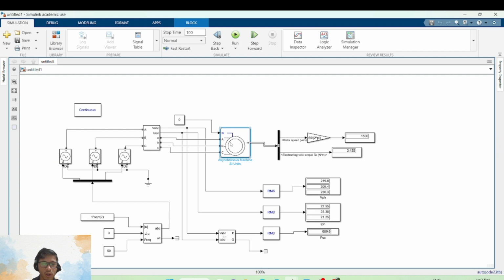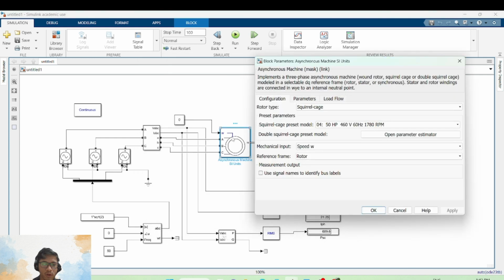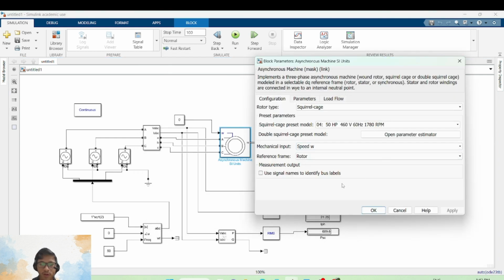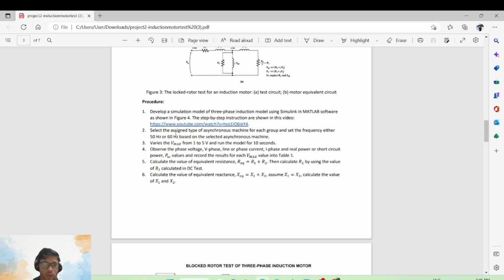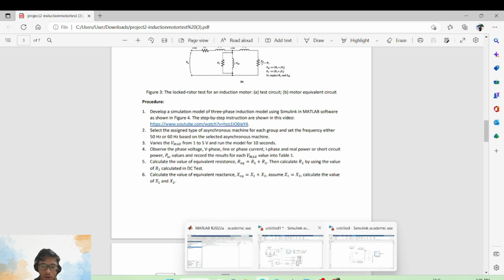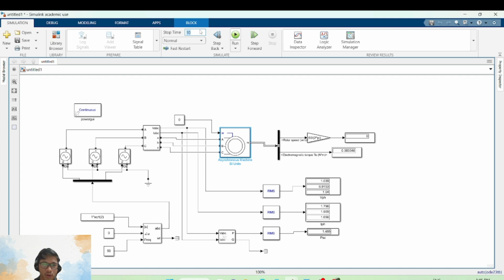Just the same as the previous circuit, we use the same squirrel cage preset model, which is 4, and the mechanical input is speed. Then based on the instructions, we have to raise the Vmax from 1 to 5 volt and run the model for 10 seconds. So we change the stop time to 10 seconds and run the model.